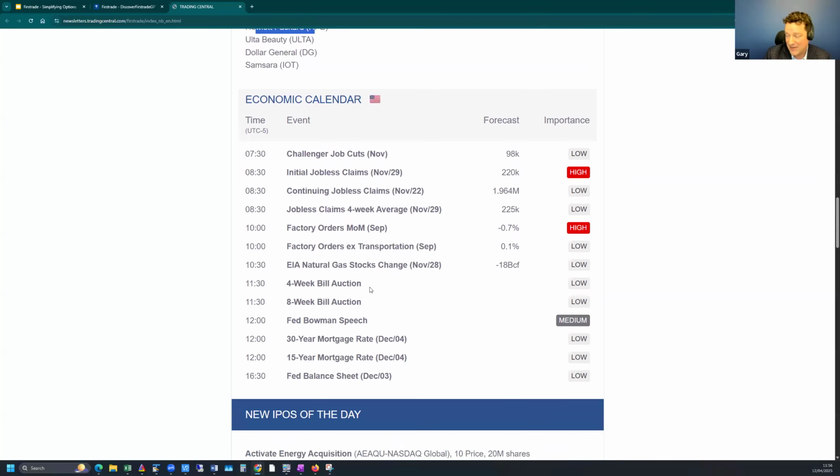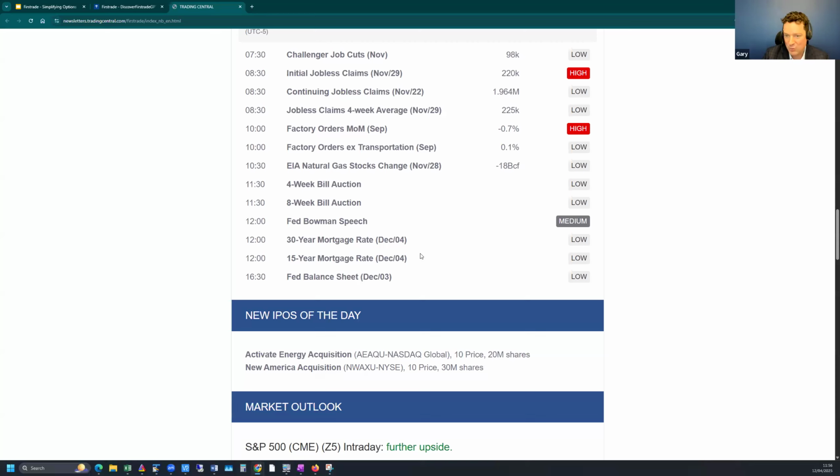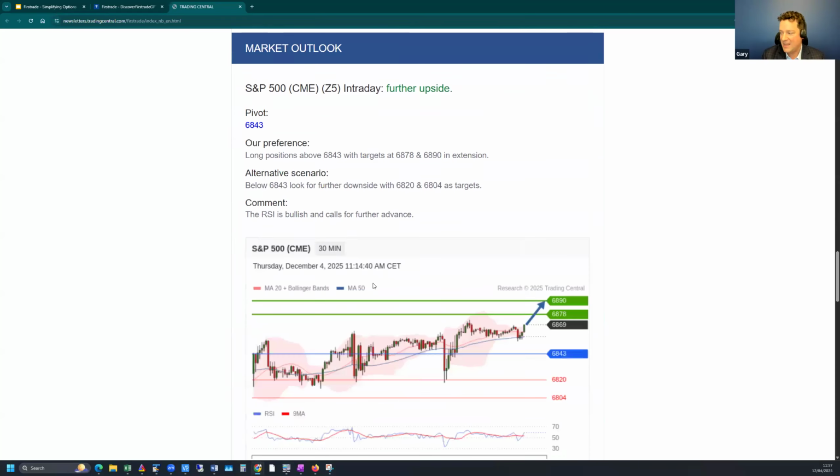HPE. There's an economic calendar, what's high and low in terms of importance. Again, to arm you with your day, there's no excuses in the morning to understand what's happening in the day. You can get this while you have your coffee and be aware of new IPOs and the market outlook.